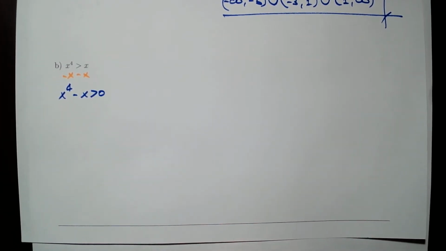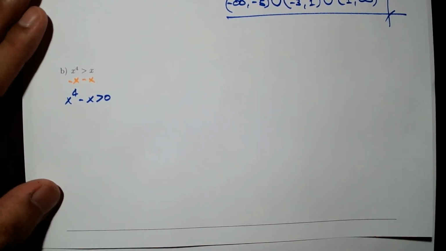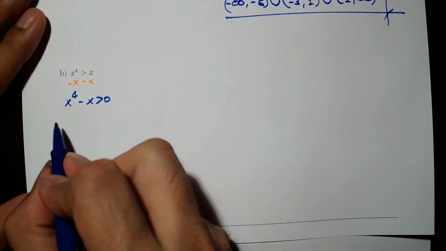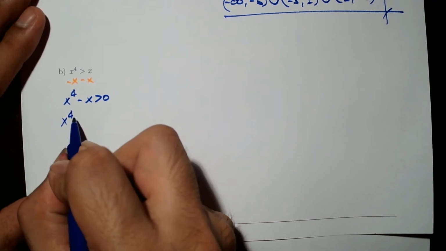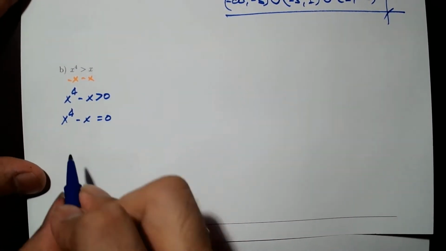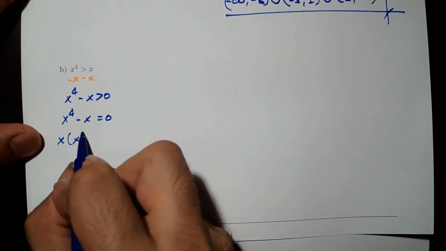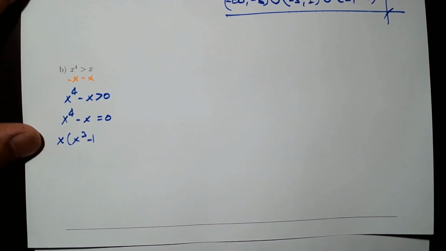From here, I will factor out x. I'm going to start solving. Well, actually, first convert the inequality into an equation, and then solve the equation by factoring. So this is going to be x times x cubed minus 1.